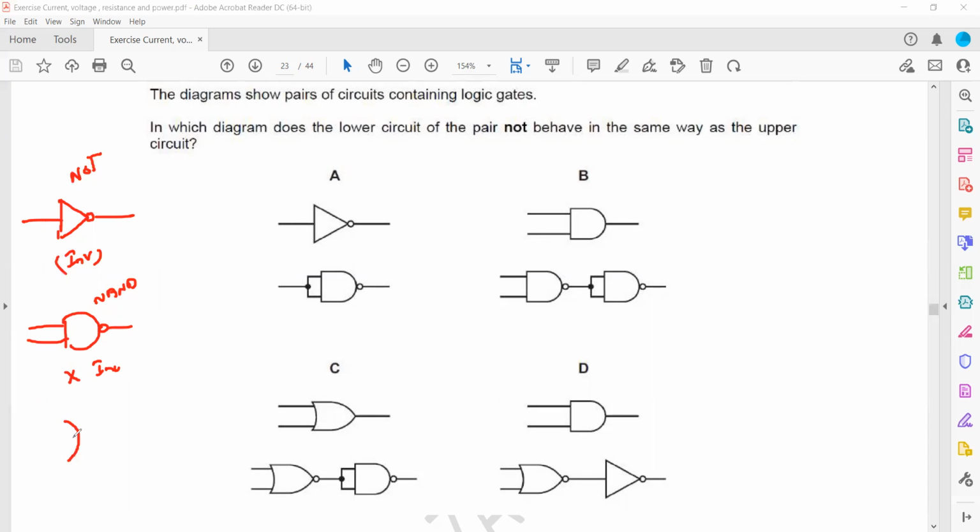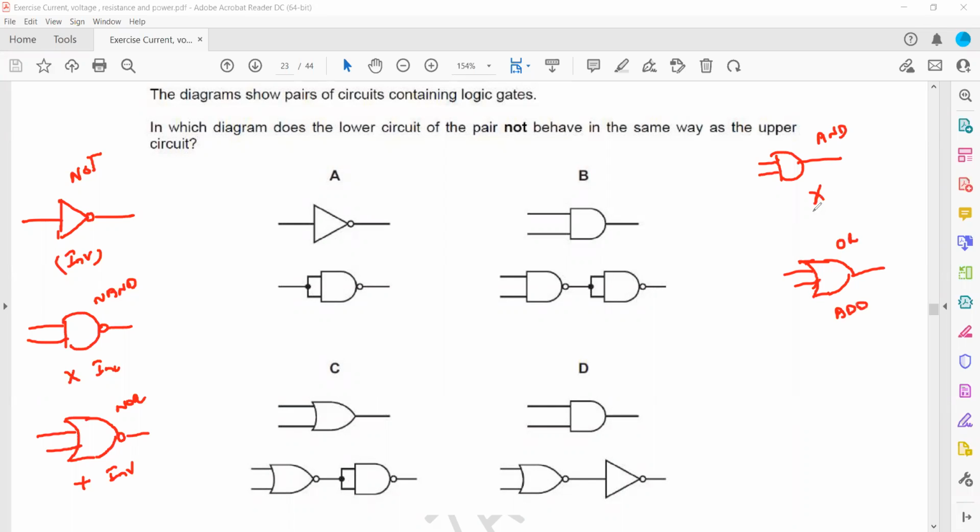Then we have a NOR gate. How to get the result of a NOR gate? First add and then invert. Then it might be an AND gate. An AND gate works by multiplication. And then it might be an OR gate. For an OR gate, to get the result, we simply add. So addition will give the result of an OR gate.